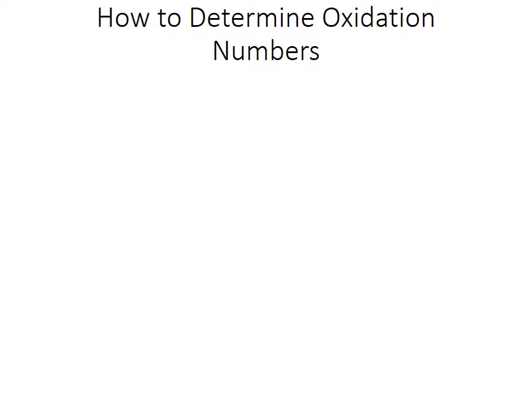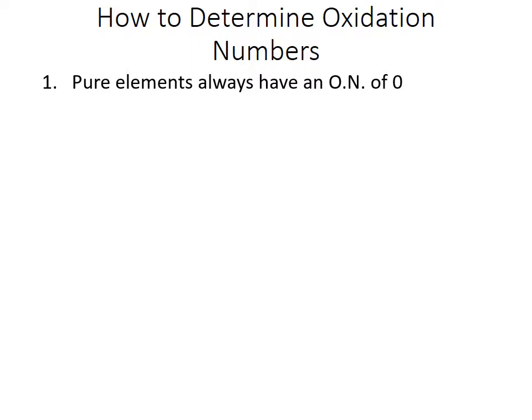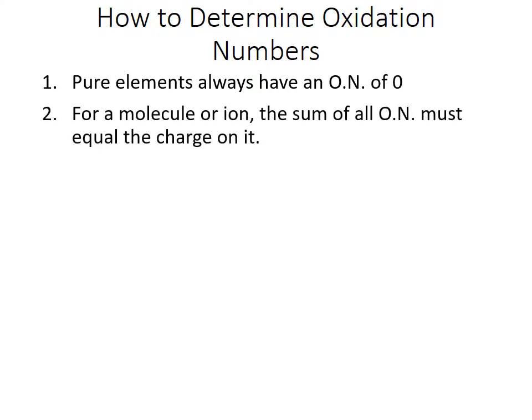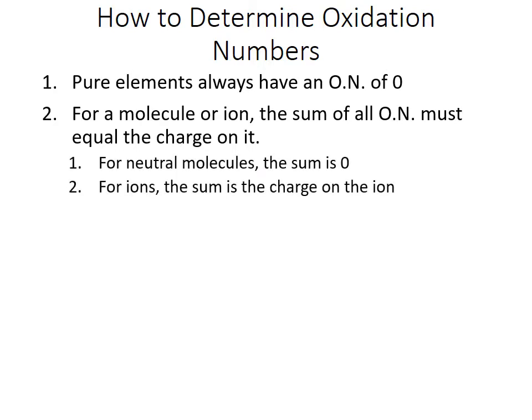But how do we determine oxidation numbers? To begin with, pure elements always have an oxidation number of 0. This is the free reference state. For a molecule or ion, the sum of all the oxidation numbers must equal the charge on it. For neutral molecules like acetone or a formula unit of a salt, the sum is 0. For ions, the sum is the charge on the ion.